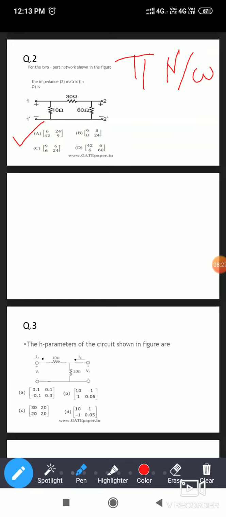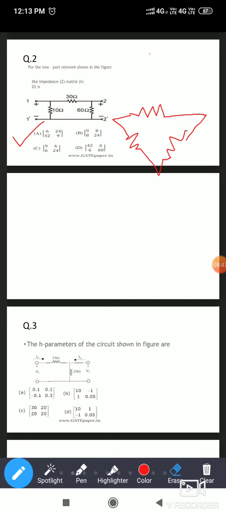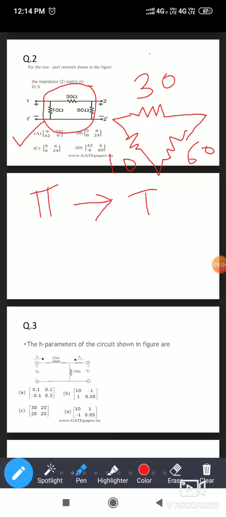So now, if you are observing this circuit carefully, we can easily identify that this is a pi network. Apart from that, it is looking like a delta network. So if you are considering this part only, it is looking like a delta. So here it is 30, here it is 60, and here it is 10. So we can easily convert this pi network into a T network.